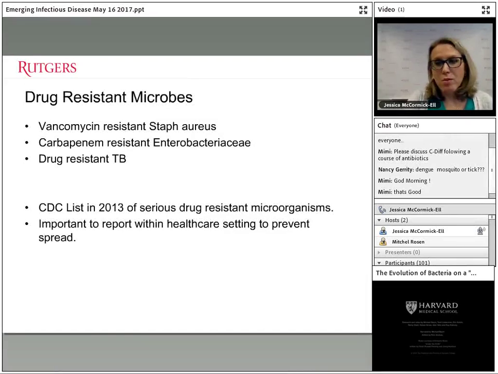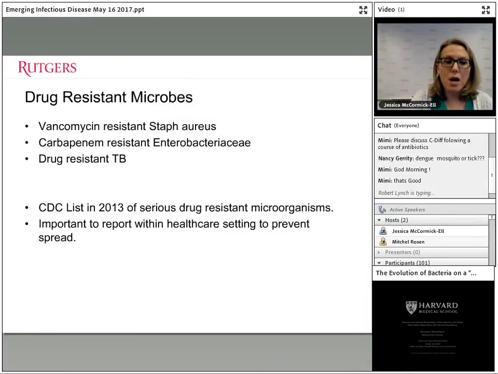So hopefully that helped provide a little overview of where I'm going. And so drug-resistant microorganisms are a huge concern, and they're emerging and re-emerging because previously we've been able to cure infections with these organisms with antibiotics. And then for various reasons, most of which include improper use of antibiotics, overuse of antibiotics, these organisms have become resistant. So I'm going to talk about three today. One is vancomycin-resistant Staph aureus, the other carbapenem-resistant Enterobacteriaceae, and then the third is drug-resistant tuberculosis.